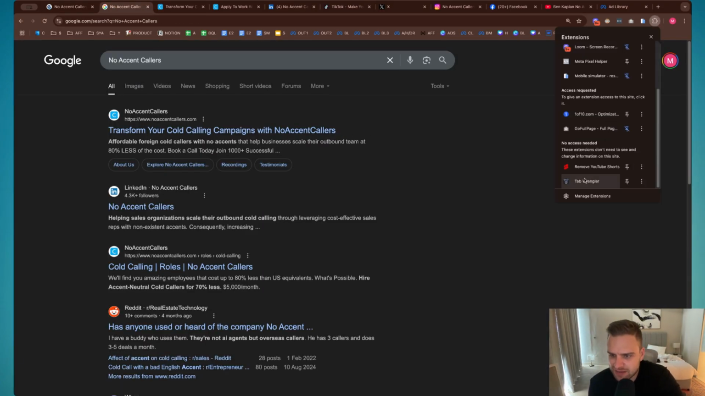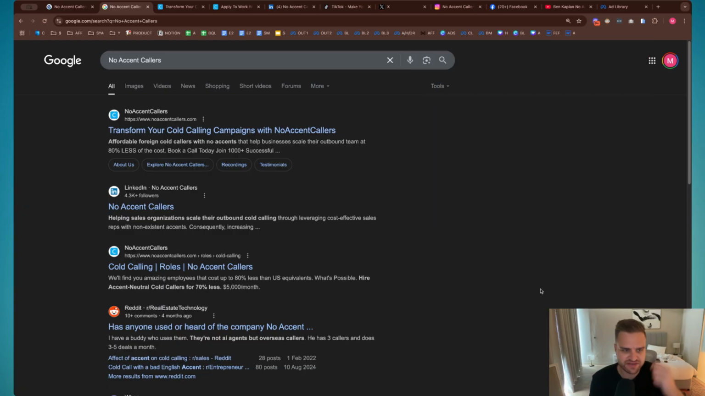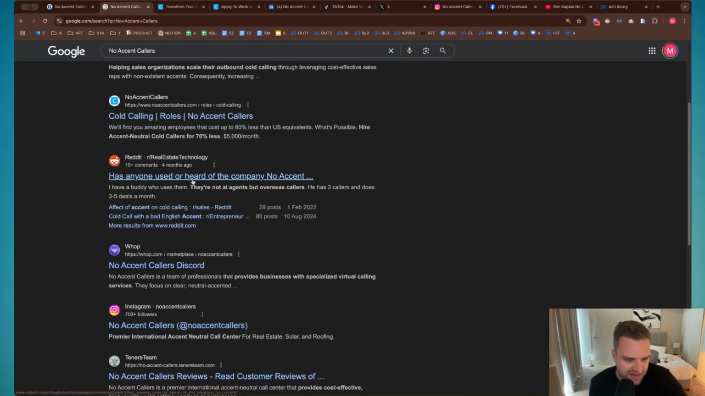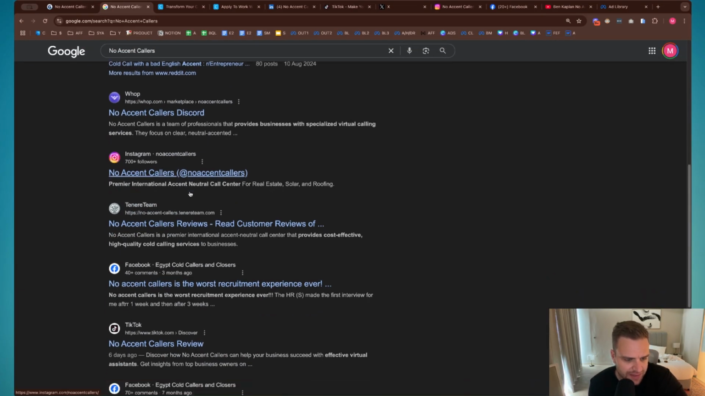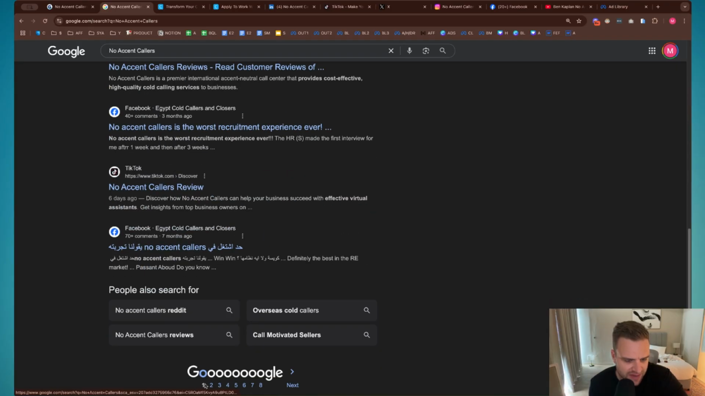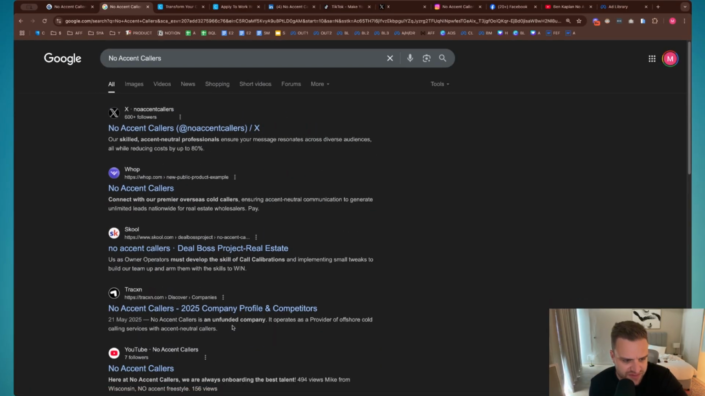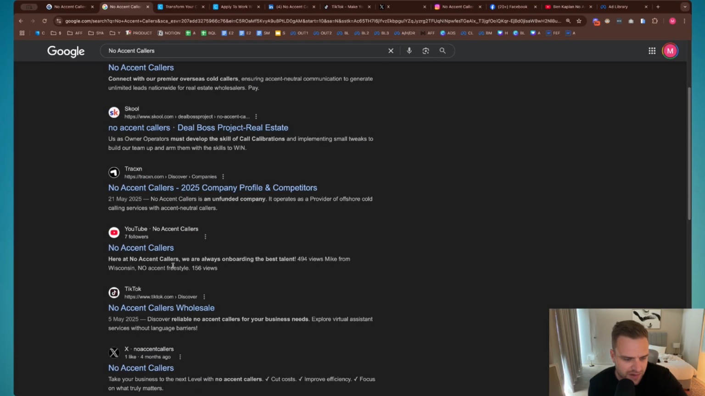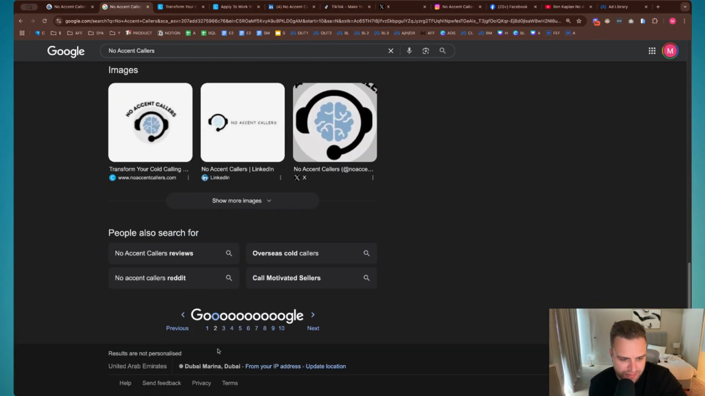So I pulled it up here. I actually have a tab limiter that I'm going to pause so these tabs don't go away. But there we can see the website. What I would like to see is more of the drop-down menu, if you know what that means, where you have all the different pages. We see the LinkedIn. We see some Reddit stuff. We have the Instagram. What I think we should be seeing is some sort of review sites. Looks like we have a WAP, which is a community. We're not really seeing any YouTube videos on the first page, which I think is a missed opportunity.